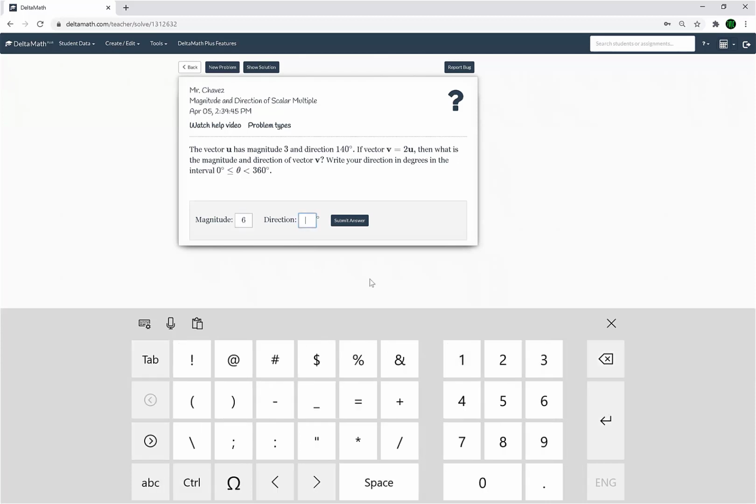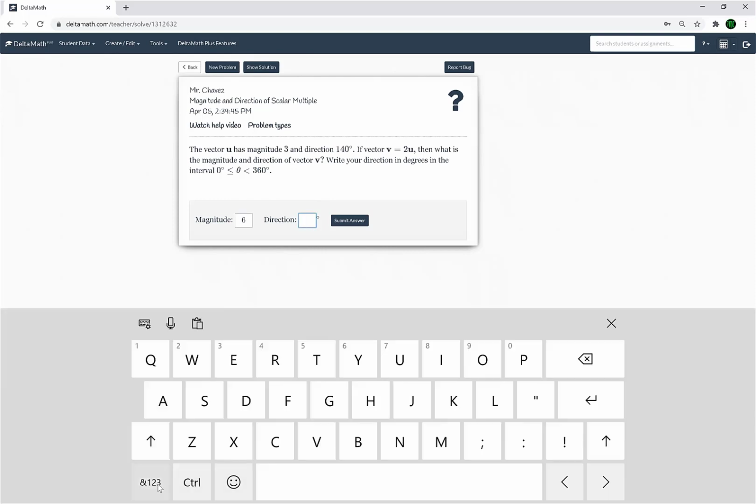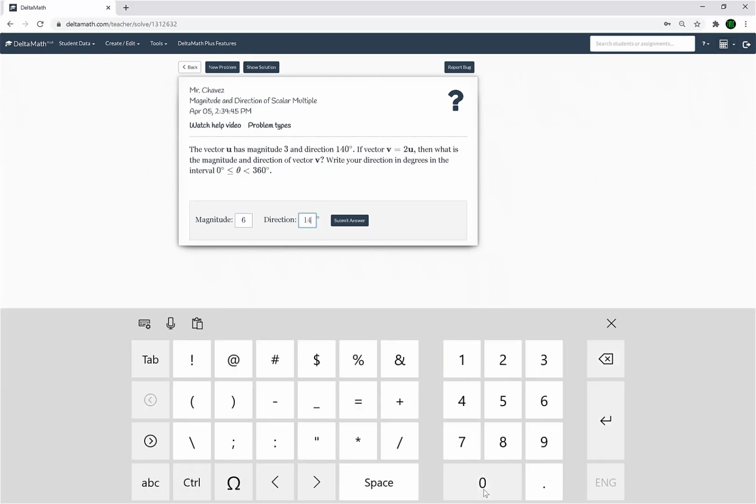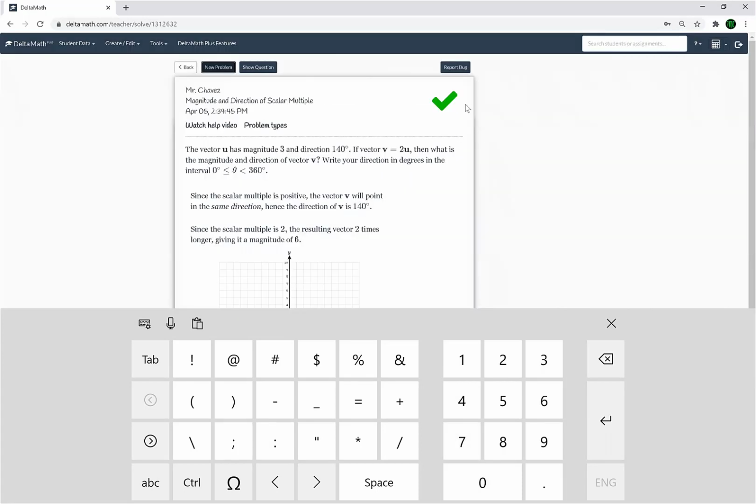All right, direction. So to find the direction, because I'm just multiplying by 2, it's going to be the same direction, guys, 140 degrees. So I'm going to type in there 140. And I just push submit. And there it is. Check mark.